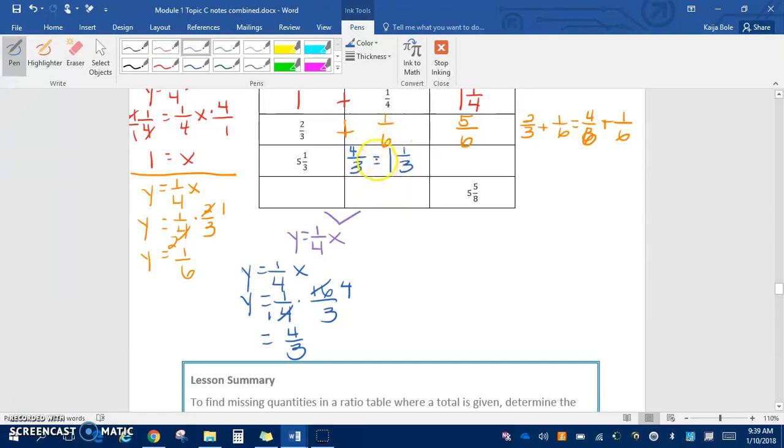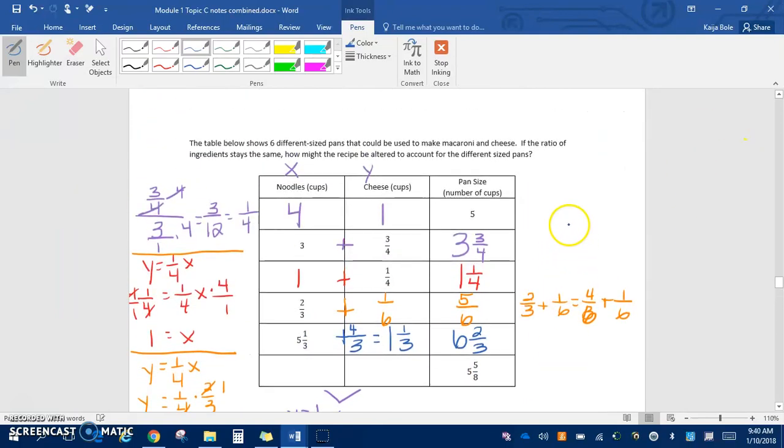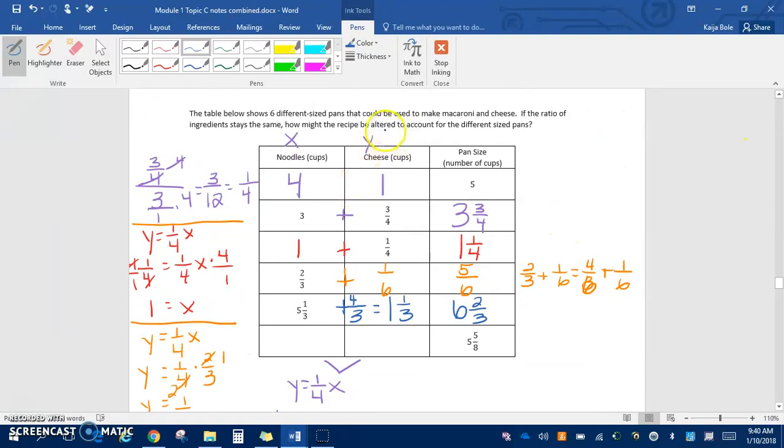Okay? I changed it to the 1 1/3 because that'll make it easier to then add across to get our total, which would be 6 2/3. Alright, but now we have this last row. We have no x or y. We only have the total. So we're going to go back up top, and now we're going to call cheese, for the sake of x, and the pan size will be y.